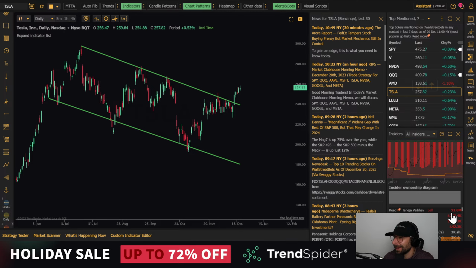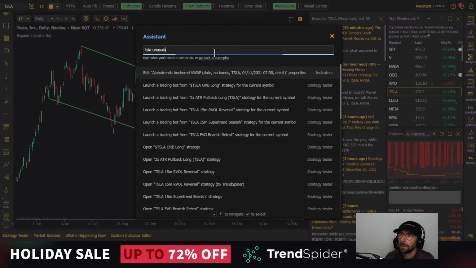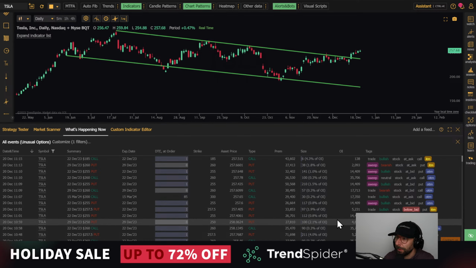We could see if there's anything on the unusual option side. Let's do that. Right here, I'm utilizing the assistant. The assistant is a relatively new tool to the platform. It's a tool that utilizes AI, and you can utilize the assistant to find things on the platform for you. So you saw I just typed in Tesla unusual options, and then it built me a list of everything that came through.